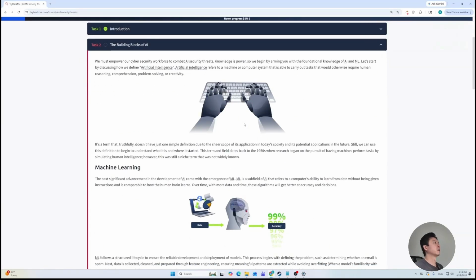The building blocks of AI. We must empower our cybersecurity workforce to combat AI security threats. Knowledge is power, so we're beginning by arming you with the foundational knowledge of AI and ML. So let's start by discussing how we define artificial intelligence. AI refers to a machine or computer system that is able to carry out tasks that would otherwise require human reasoning, comprehension, problem solving, and creativity.